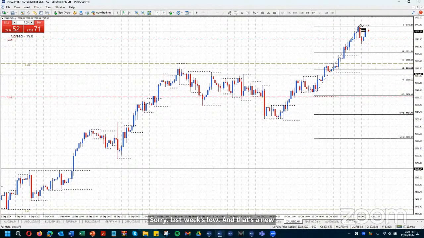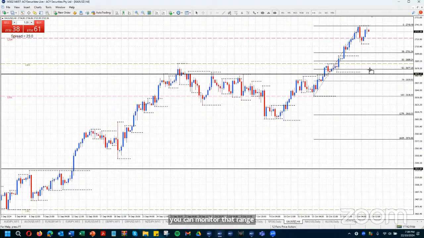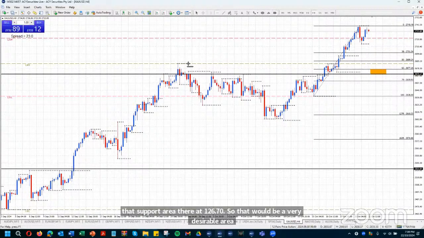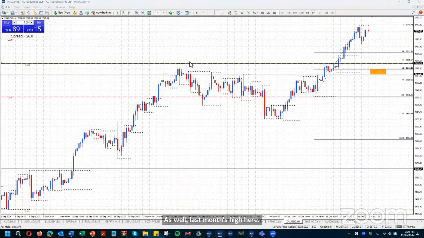We've just moved up. If we do start to pull back, you could monitor that range, 62 levels at 2677, and that support area there at 2670. So that would be a very desirable area as well. Last month's high here at 2685.52.